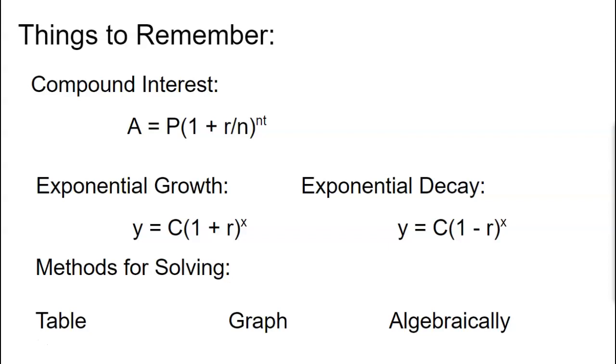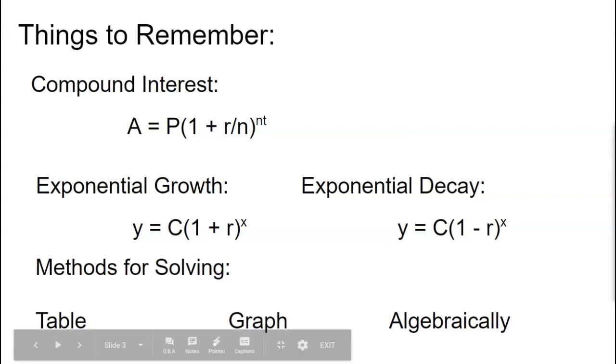As you go through the first 6 problems on this task, here are things that you will want to remember. Compound interest. The formula is the amount is equal to the principal times 1 plus the annual percentage rate divided by the number of times per year it's compounded, all taken to the power of the number of times per year it's compounded times the years.